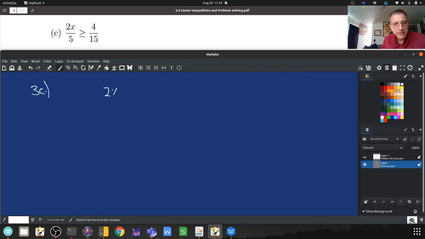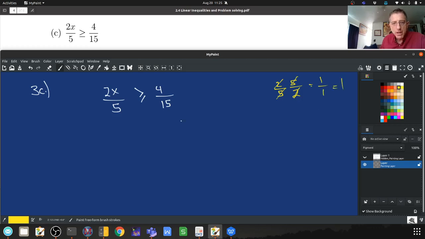So 2x over 5 is greater than or equal to 4 over 15. I'm going to show you another trick here. It's the cross multiplication trick. So what do I do to isolate my x term? I have to multiply both sides by the reciprocal of 2/5, or the multiplicative inverse, which is 5 halves. Because 5 halves times 2/5, when I cancel, they become 1s, not 0s, is equal to 1, and that's what we want.